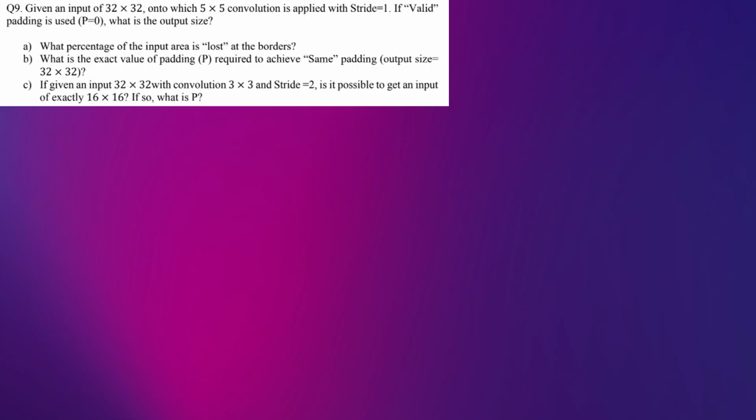So this is your next question. This is question number 9. You're given an input of 32 into 32, onto which a convolution of 5 into 5 is applied with stride equal to 1. This is based on your CNN concept, convolutional neural net. If valid padding is used, P is equal to 0. What is the output size? So basically the output dimensions of the convolution layer.